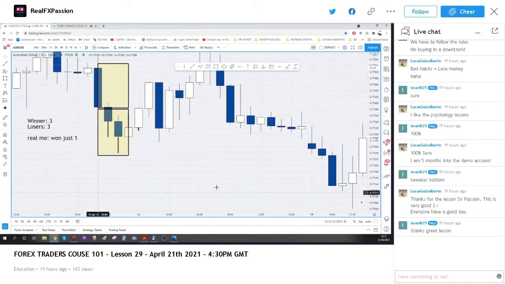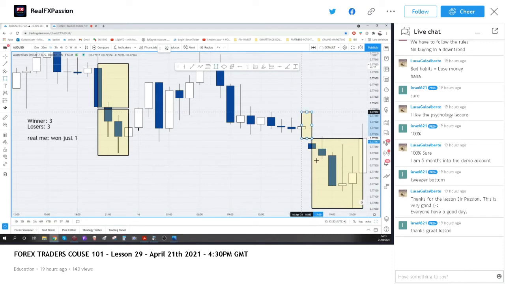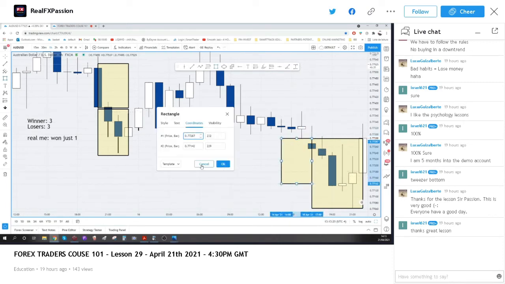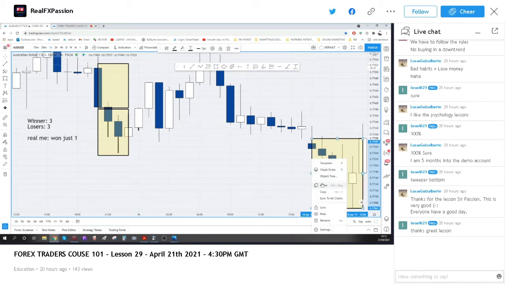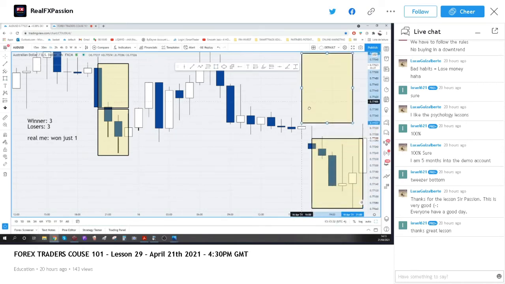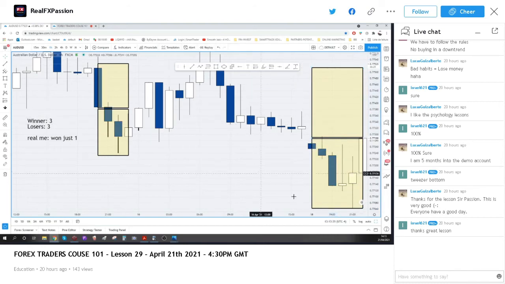1, 2, 3. So this would be the entry, right? And this, so 1 for 1. Let's delete this one. I'm going to click in here and clone. 1 for 1. Who wants to go on this one? Buy this bullish candlestick formation. This is the wick of the candle, right?